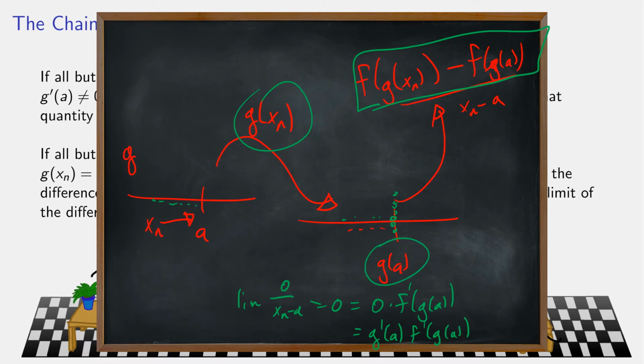So the two situations we've handled are, what if past a certain point it never equals g of a? Then you can do the cancellation that we did on the previous slide. But if past a certain point it always equals g of a, well then you have a very quick computation to get a limit of 0, which is what the product rule would have predicted.